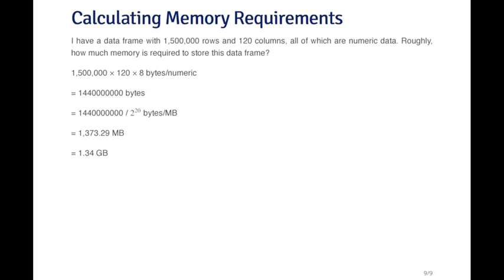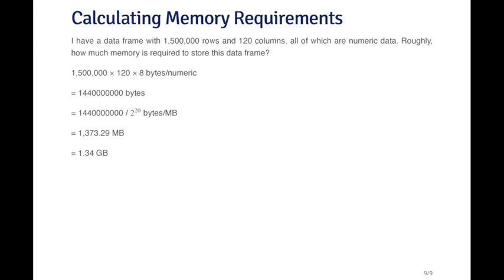So if you want to do a rough calculation before you read a table into R using the read.table or the read.csv function, you can do a very quick calculation. Suppose I have a data frame with 1.5 million rows and 120 columns. This is not a particularly big data set, but it's reasonable. And suppose that all the columns are numeric, so I don't have to worry about different types of data. The question is, how much memory is required to store this data frame in memory?